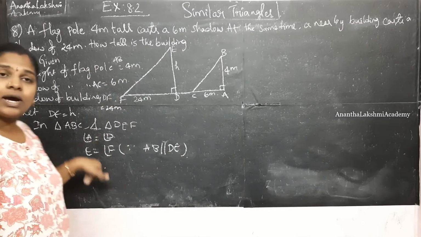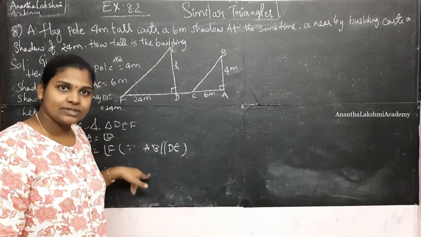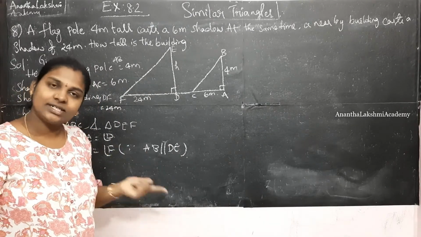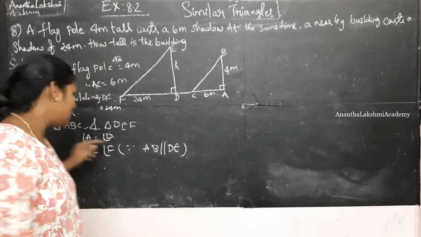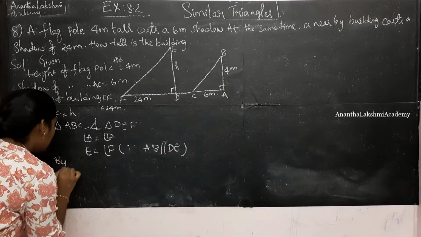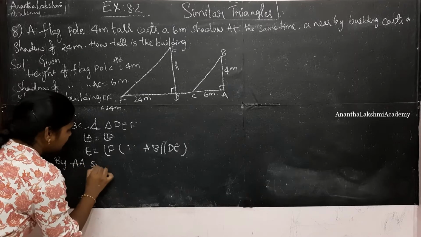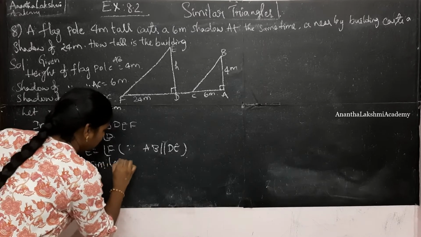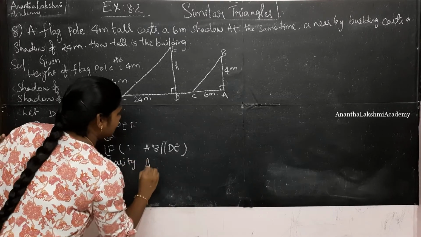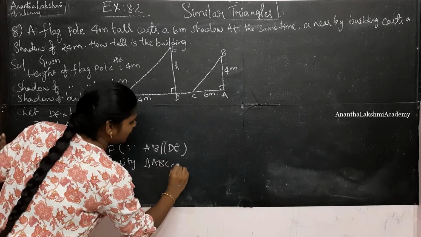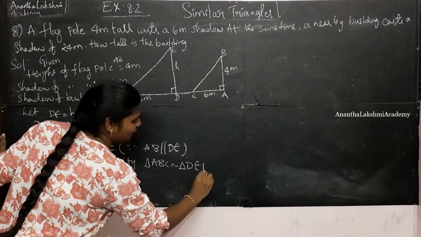Okay, now two angles of two triangles are equal. Eventually the third angle in the two triangles will also be equal. So by AAA similarity, now we can say that triangle ABC is similar to triangle DEF.